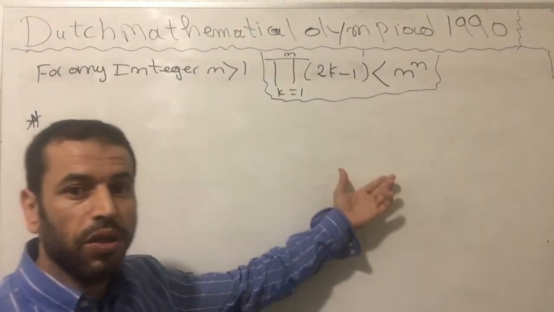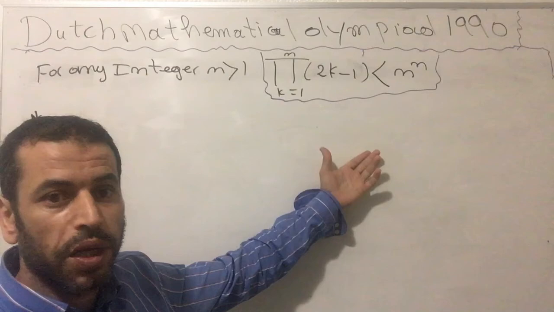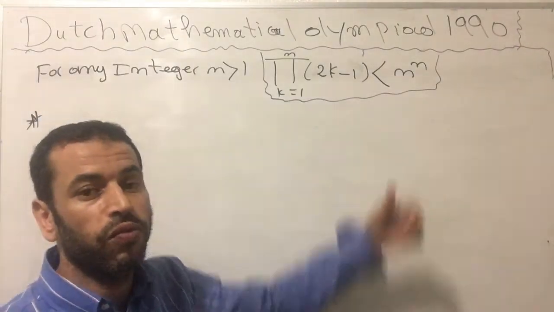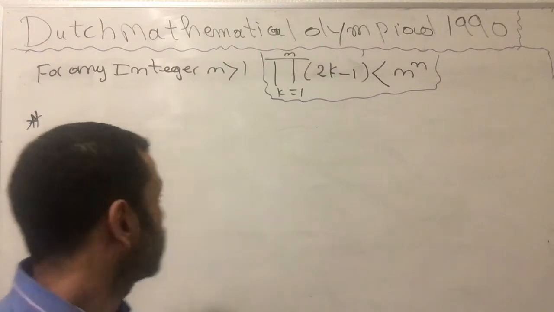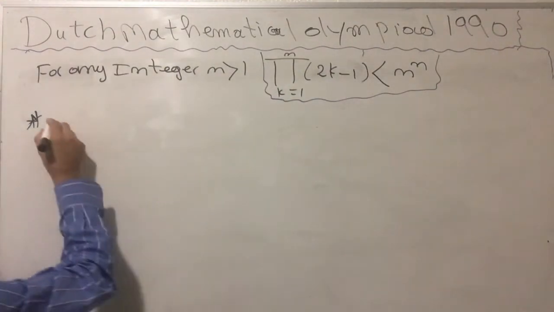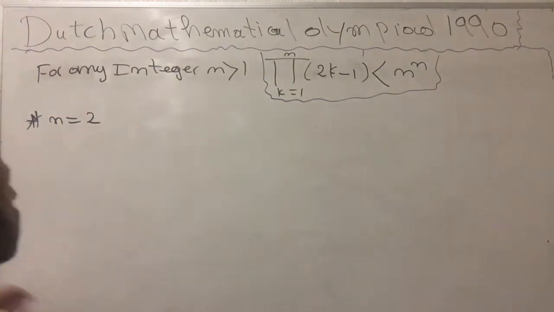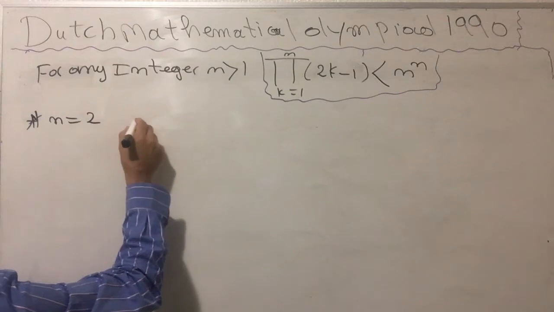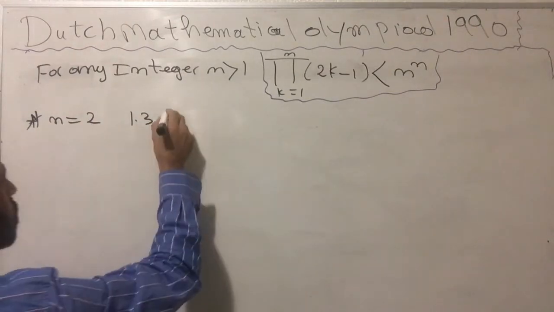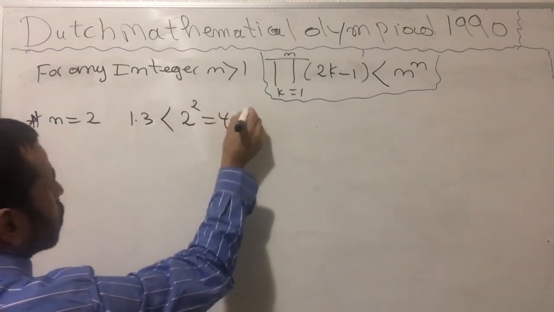Typically in these kinds of problems, we use induction as a proof. Let's claim this one is true and prove it for n plus 1. Let's verify the base case, which is n equal to 2, because we have n strictly greater than 1. We have 1 multiplied by 3, which is less than 2 to the 2, which is true.